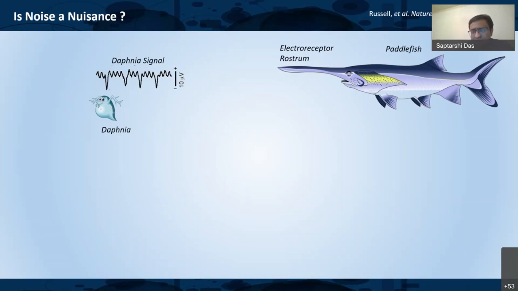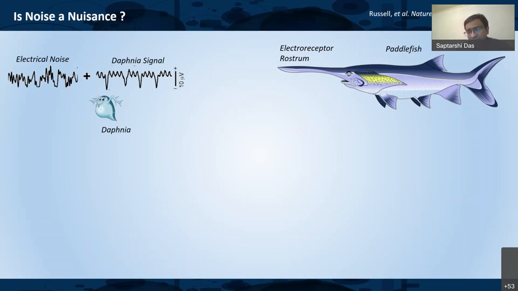So now, back in 1999, this group actually performed a behavioral experiment where they said, okay, I have this signal from Daphnia, which is very, very tiny. Let's add a little bit of electrical noise to that signal and let's see what the paddlefish does. And the results were actually quite interesting. So they found that if they don't add any noise, then the paddlefish is able to find the Daphnia up to a distance of, let's say, 50 meters.